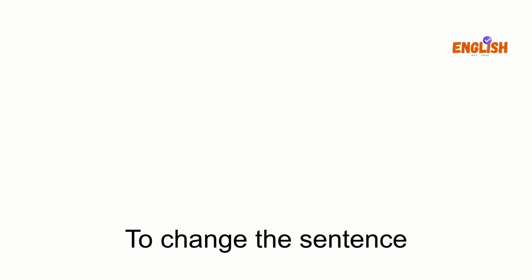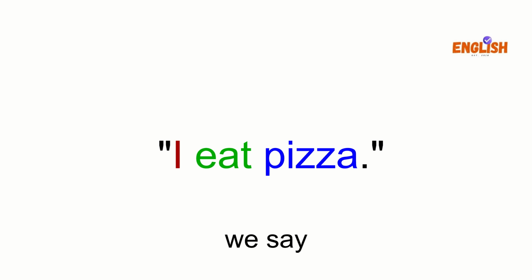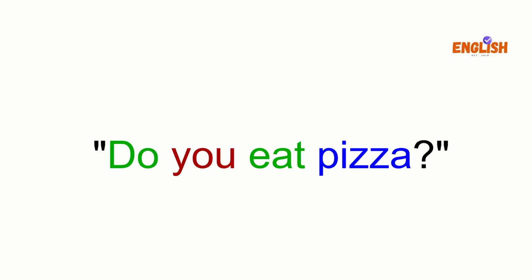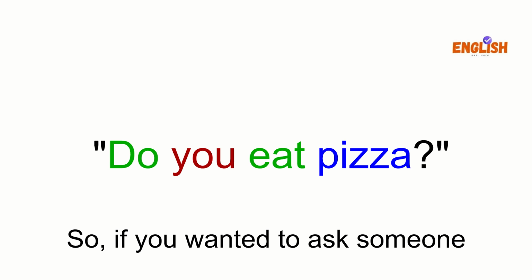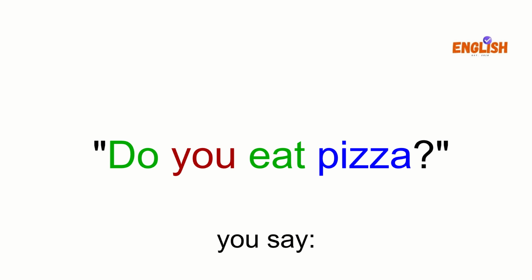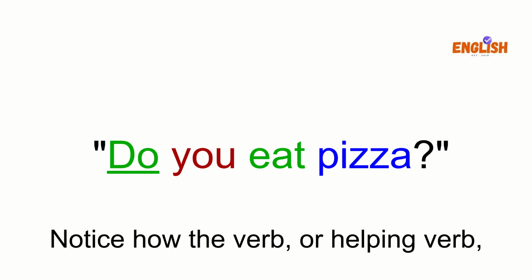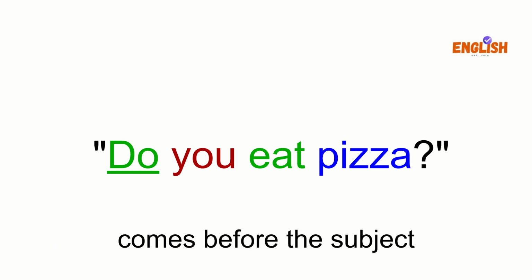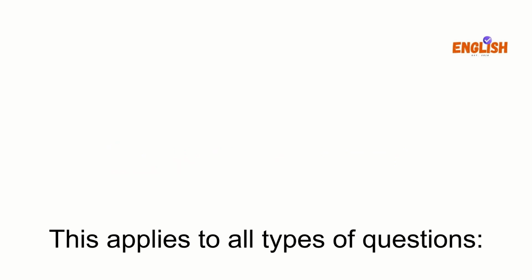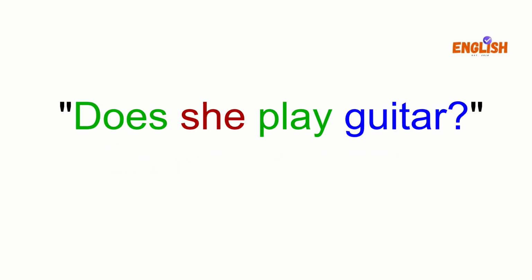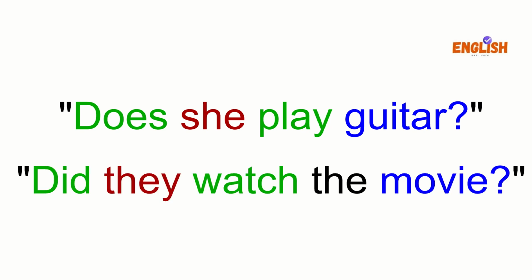To change the sentence, I eat pizza, we say, do you eat pizza? So, if you wanted to ask someone if they eat pizza, you say, do you eat pizza? Notice how the verb, or a helping verb, comes before the subject. This applies to all types of questions, like, does she play guitar, or did they watch the movie?